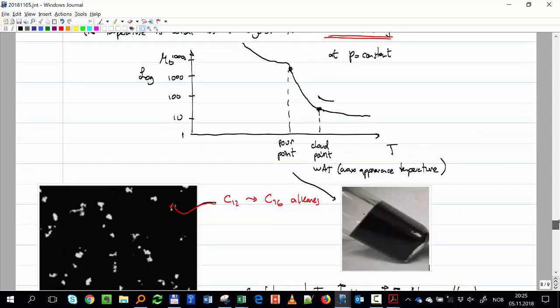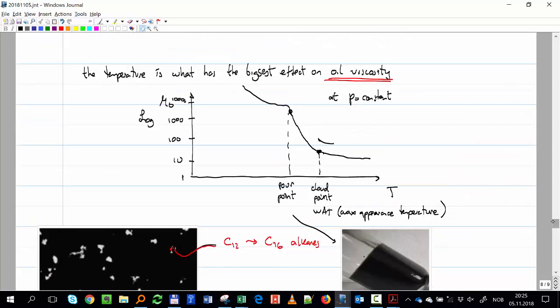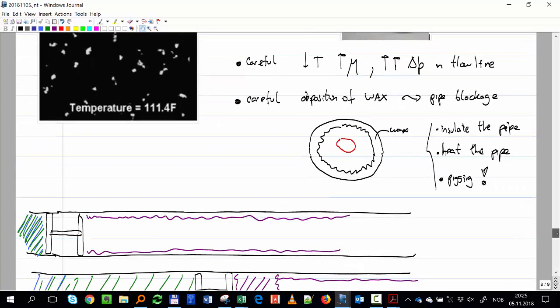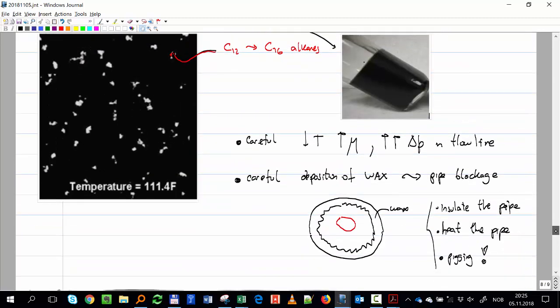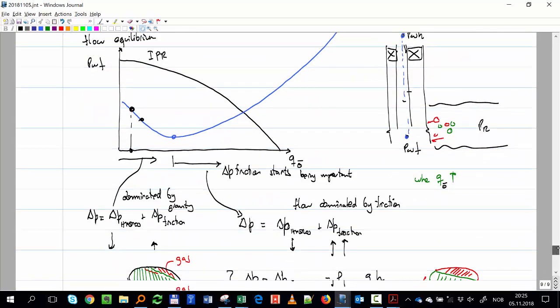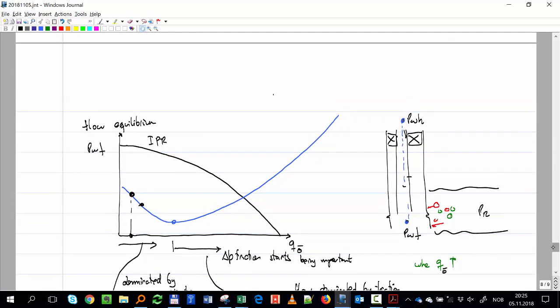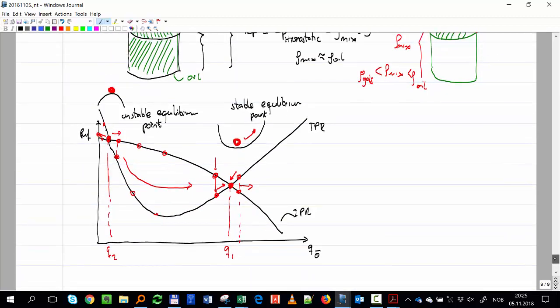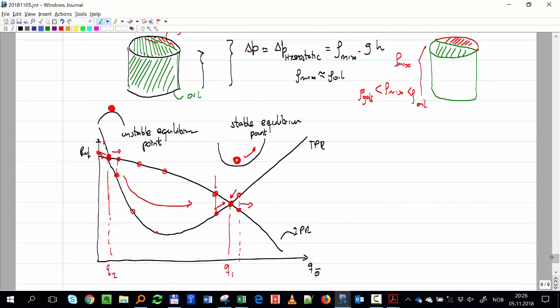And lastly, we talked a bit about viscosity. The temperature is very important, not only because it can dramatically increase the pressure drop, but because of the wax behavior. Be careful, you have this wax, and that can cause a lot of problems in the pipe. And finally, we talked about TPR. This is TPR for multiphase flow, a very strange shape. And we talked about how that could cause you to have two equilibrium points, one stable and one unstable.